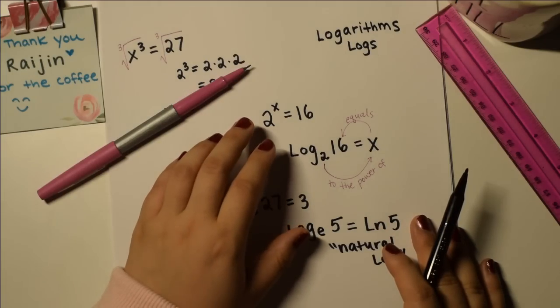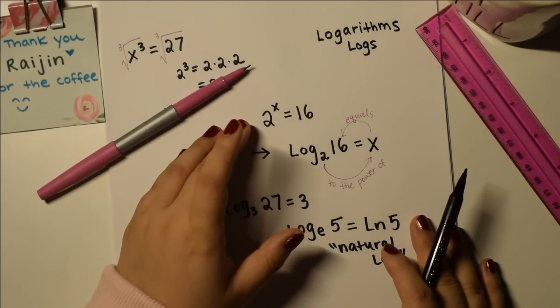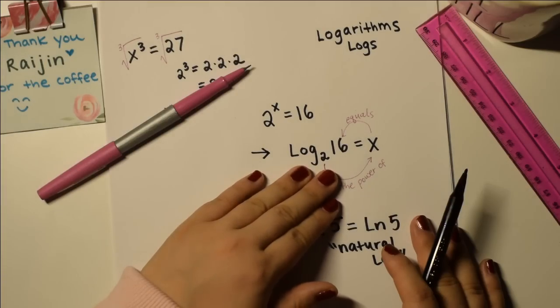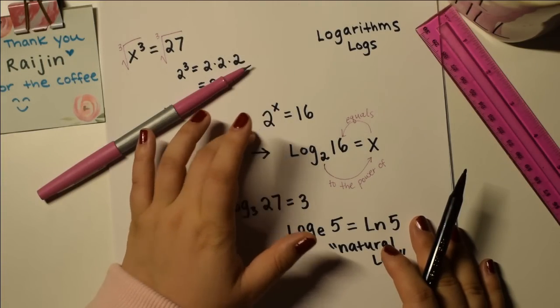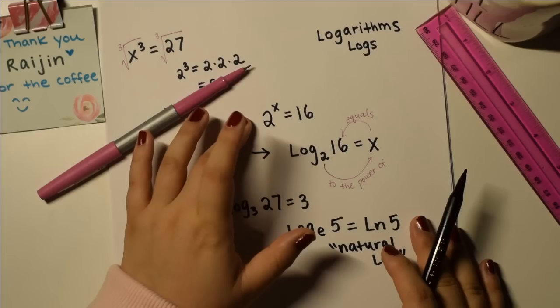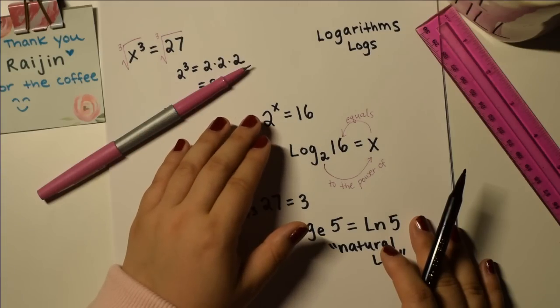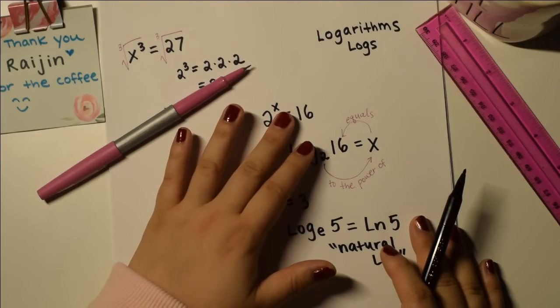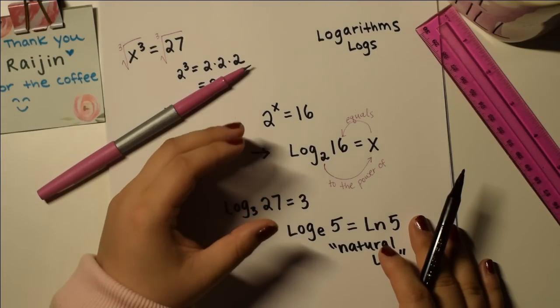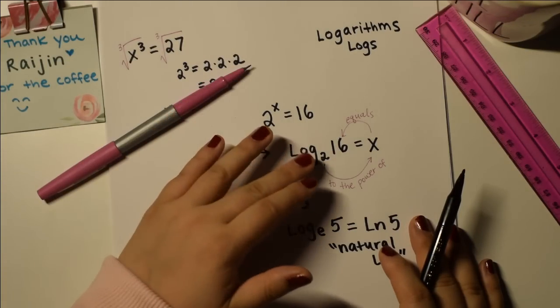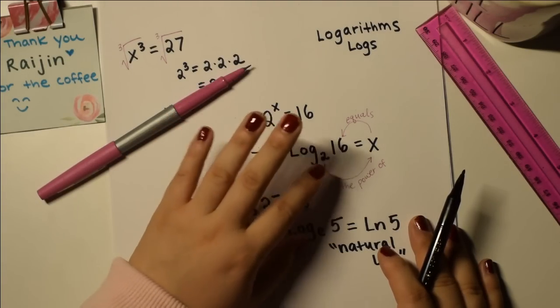So, for instance, multiplying: there's an equivalent rule for logs as for when you multiply exponents with the same base. So let's say 2 to the 4 times 2 to the 3. The rule is you keep that 2 and you add the exponents. So there's a log version of that.